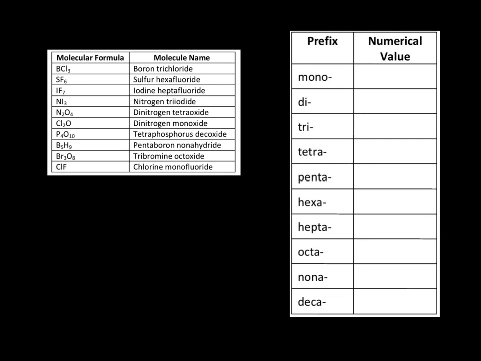All right, so here's some examples. We have BCl3, which is boron trichloride, SF6, which is sulfur hexafluoride, IF7, which is iodine heptafluoride, and then nitrogen triiodide, dinitrogen tetraoxide, dinitrogen monoxide, tetraphosphorus decoxide, pentaboron nonahydride, tribromine octoxide, and chlorine monofluoride. And if we see all of those examples, we start to see the trend here. So in these molecular compounds, we're using prefixes.